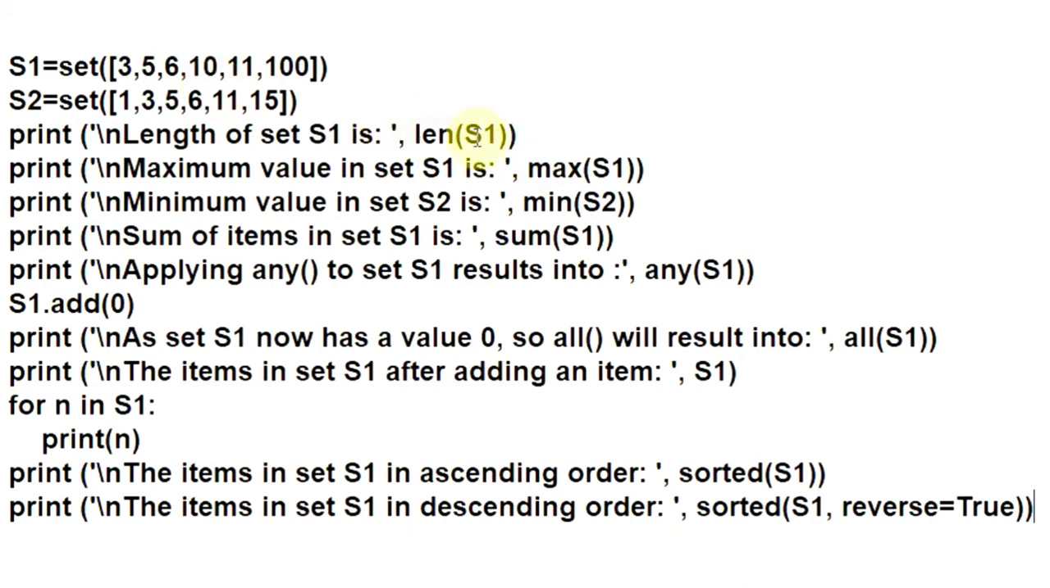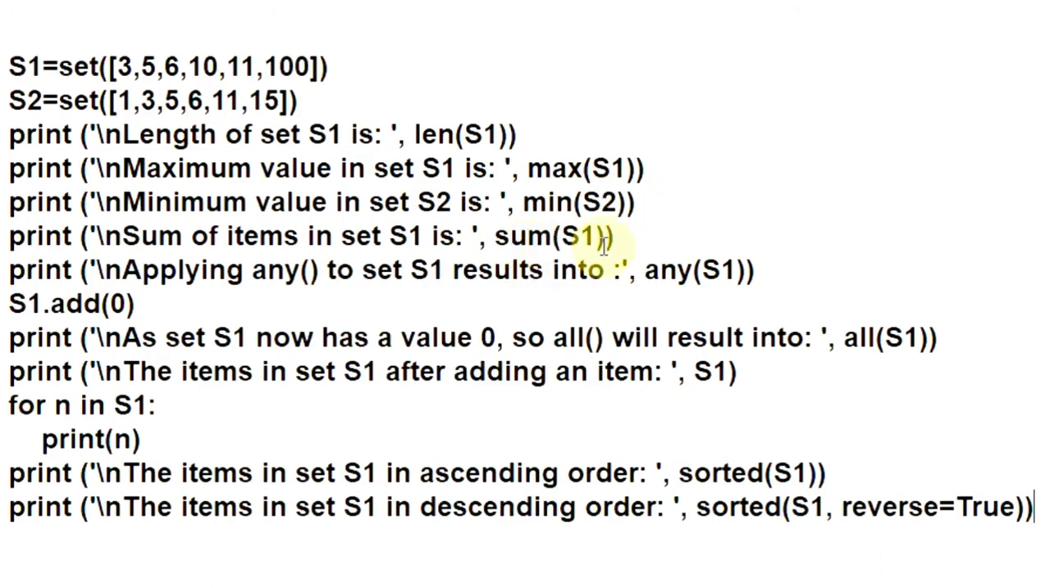The len function will count the number of elements in the S1 set. So how many elements are there? 3, 4, 5, 6. So you get the value 6. What does this max function do? It finds the maximum value in the specified set. So the max value in S1 is how much? It's 100. The min function will get you the minimum value in the specified set. In S2, which one is the minimum value? That is 1. So you get 1 displayed over here.